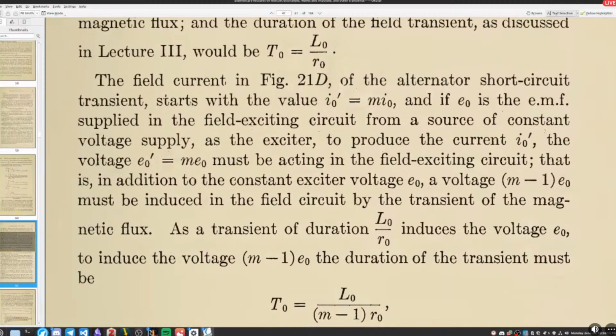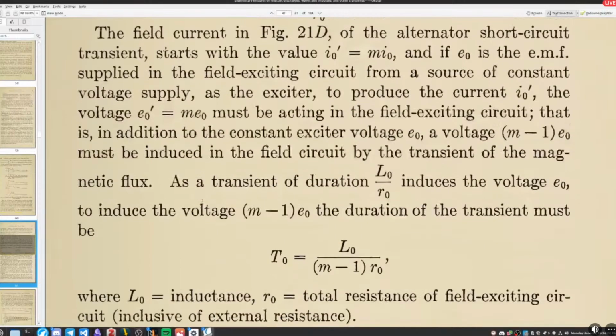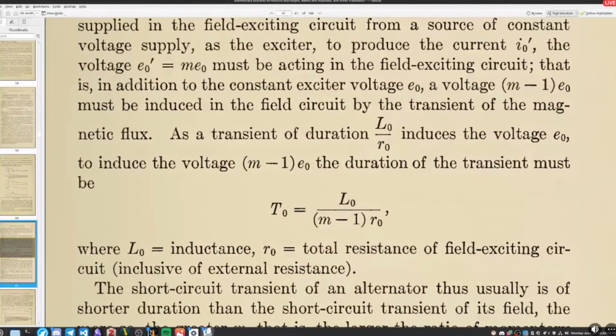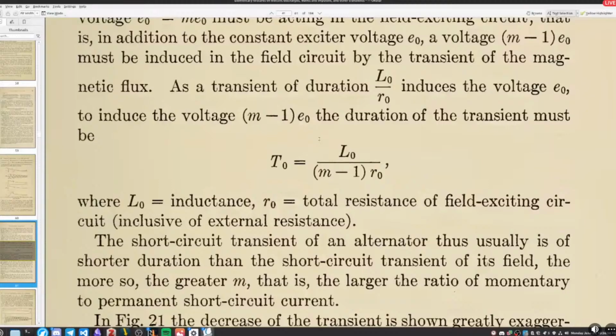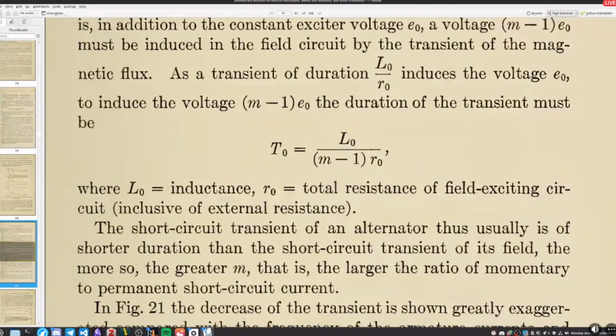That is, in addition to the constant exciter voltage E naught, the voltage M minus 1 times E naught must be induced in the field circuit by the transient of the magnetic flux. As a transient of the duration L naught over R naught induces a voltage of E naught, to induce a voltage of M minus 1 times E naught the duration of the transient must be T naught equals L naught over M minus 1 times R naught, where L naught equals the inductance and R naught is the total resistance of the field exciting circuit.